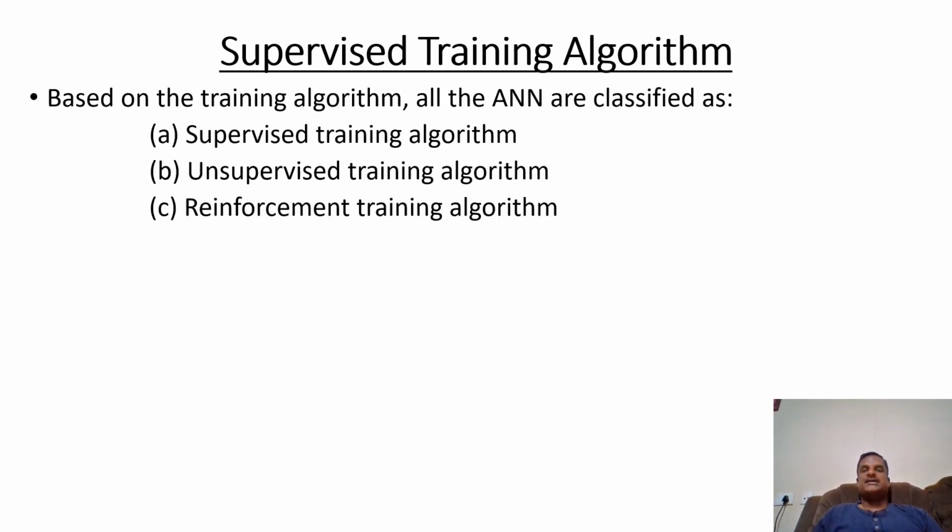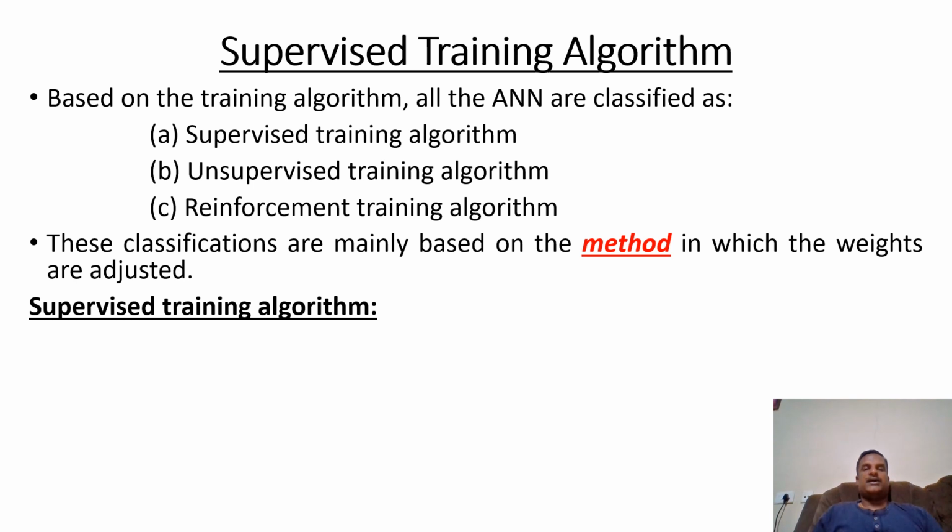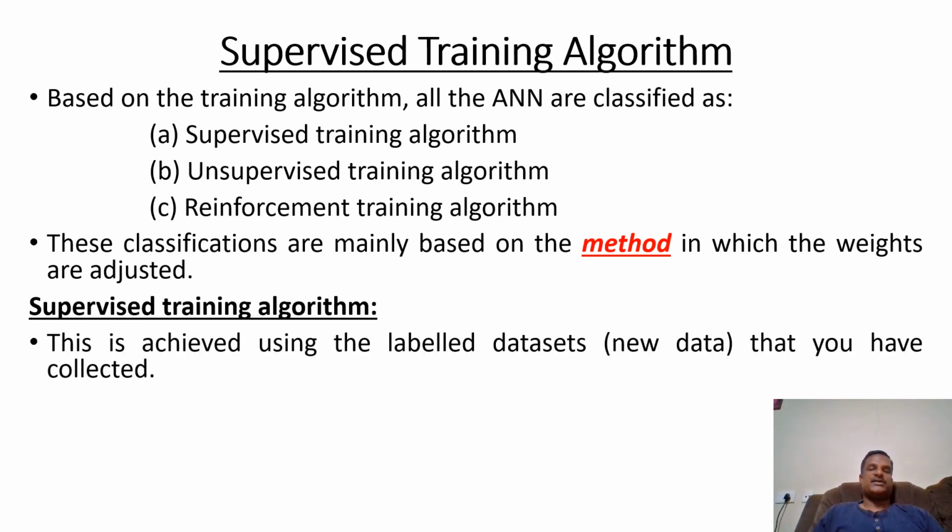So this process of storing the data in your brain is called training, and there are several types. Neural networks are classified based on supervised algorithm, unsupervised algorithm, and reinforcement algorithm. Let us look at the supervised algorithm first.